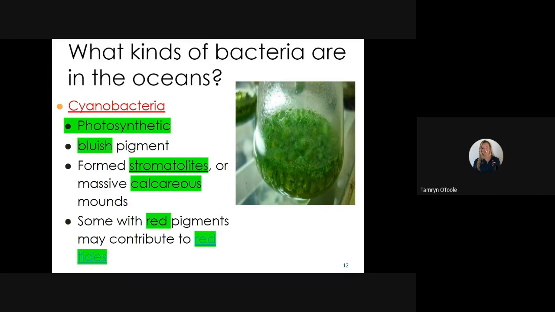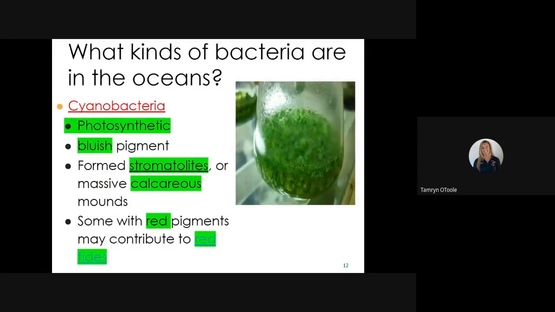It is actually beautiful in action. It is not a great beautiful, but it is beautiful. So the next type of bacteria that we find in the oceans are something called cyanobacteria. And it does ask you on this first line to fill in the word photosynthetic. When you fill that in, I want you to make sure that you know that cyanobacteria is photosynthetic.